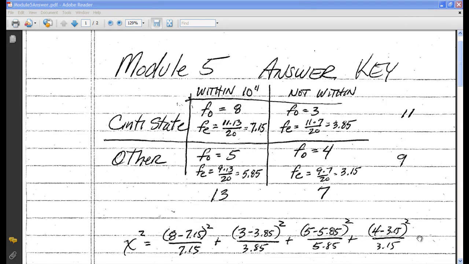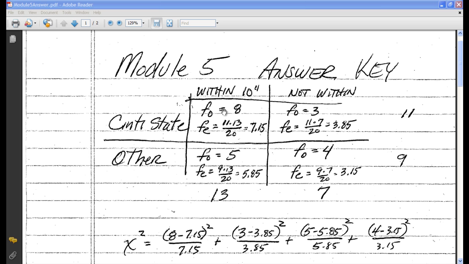This is the answer to the Module 5 assignment on the chi-squared statistic. We were redoing this example problem, and it's a two-way chi-squared test. So one of the things we have to do is, we have the observed values in each one of these cells. We have to go ahead and calculate the expected values for each cell.